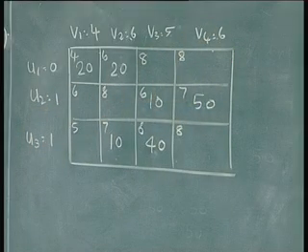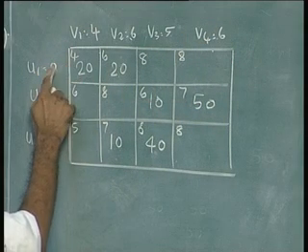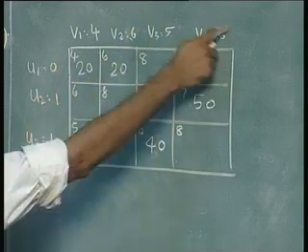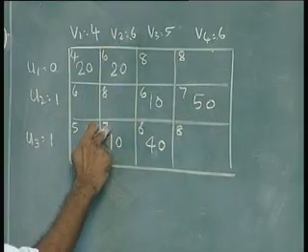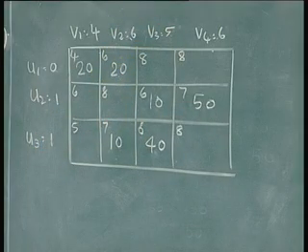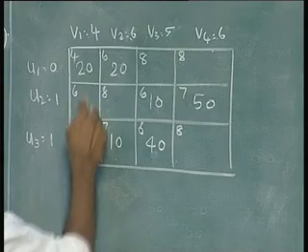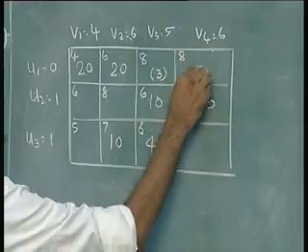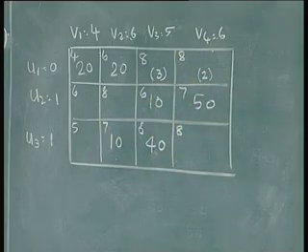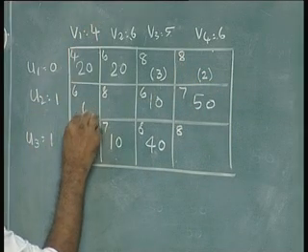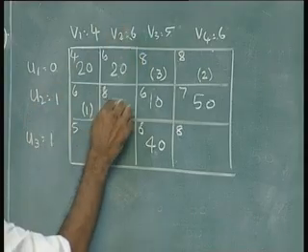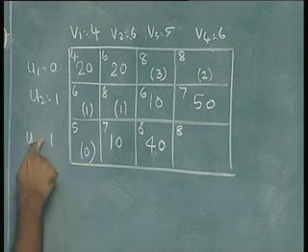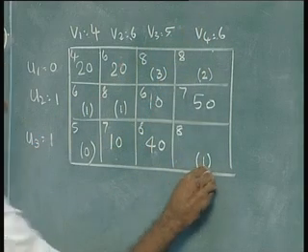Once again verifying, 0 plus 4 is 4, there is an allocation, 0 plus 6 is 6, allocation, 1 plus 5 is 6, there is an allocation, 1 plus 6 is 7, allocation, 1 plus 6 is 7 and 1 plus 5 is 6. Now once again finding Cij minus (ui plus vj): 0 plus 5 is 5, 8 minus 5 is 3, 0 plus 6 is 6, 8 minus 6 is 2, 1 plus 4 is 5, 6 minus 5 is 1, 1 plus 6 is 7, 8 minus 7 is 1, 1 plus 4 is 5, 5 minus 5 is 0, and 1 plus 6 is 7, 8 minus 7 is 1.